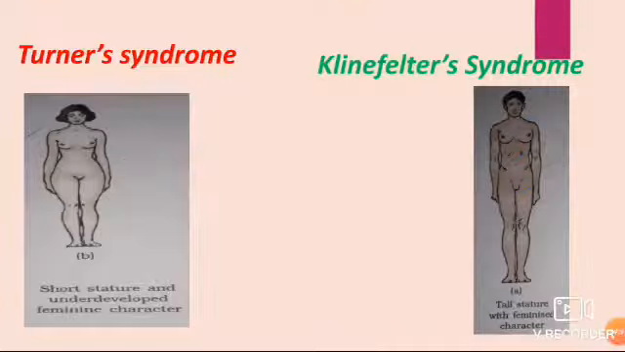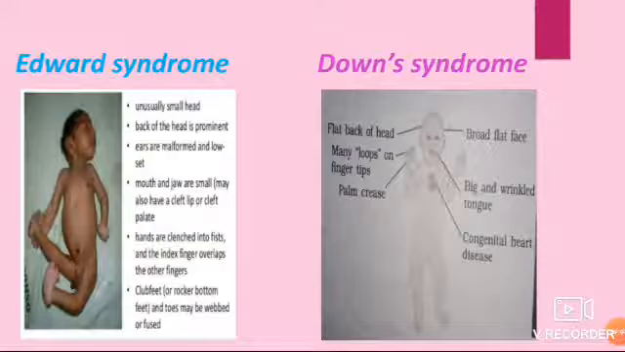Now the next one is Down syndrome. Down syndrome occurs due to trisomy of 21 chromosome. It is also known as trisomy of 21. That means an extra chromosome is present, and that extra chromosome is not a sex chromosome, it is an autosome. That means chromosome number 21 is present in extra number. Generally 2 copies are present, but in Down syndrome 3 copies are present. This disorder was first described by Langdon Down, so this syndrome was named after him.